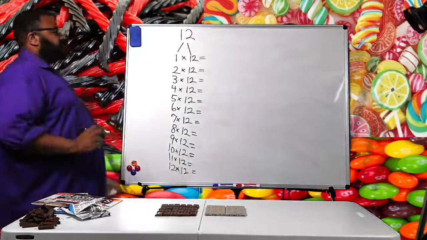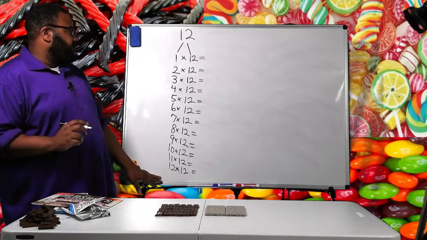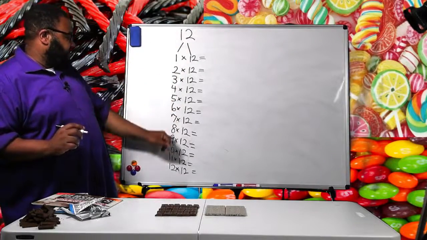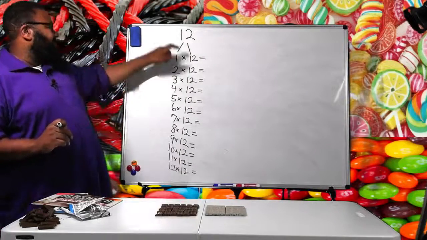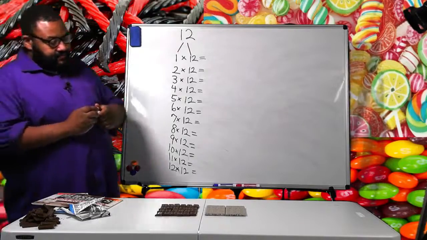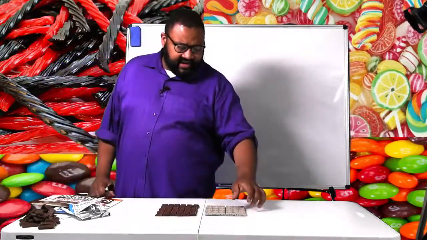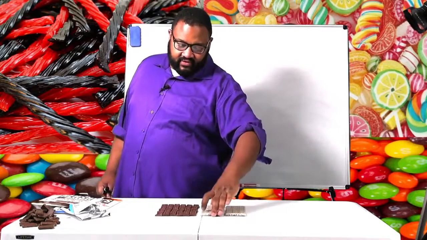So what did I do first? I wrote 1 through 12 down. Okay. I wrote the X down, which stands for multiplication. Then I wrote the 12 down because those are the facts that I need right there. All right, let's see what we got here. 1, 2, 3, 4, 5, 6, 7, 8, 9, 10, 11, 12.